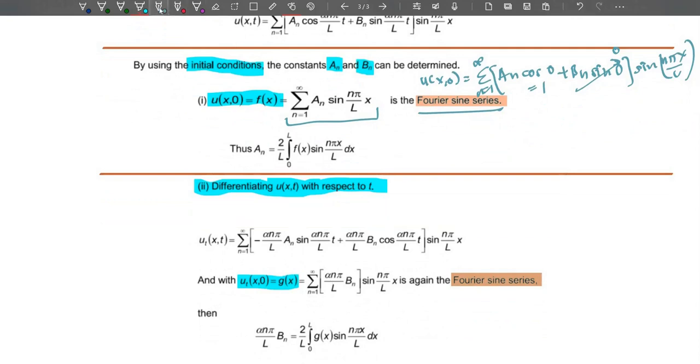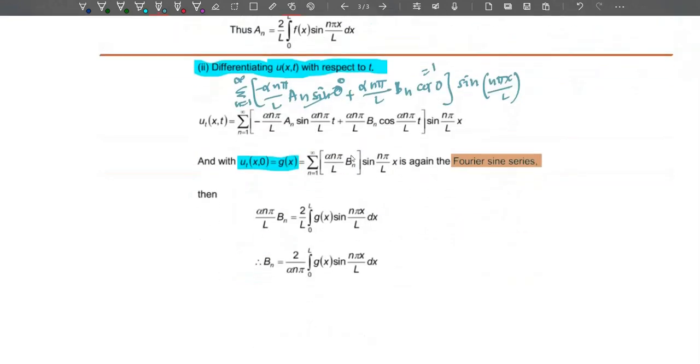Because I just write it on top of the equation, it will be summation n from 1 to infinity negative αnπ over L A_n sin 0. This one should be 0, right? Anything multiplied with 0 is going to be 0. And then αnπ over L B_n cos 0. Cos 0 is equal to 1. And this one should hold the same, the same here. We got it.